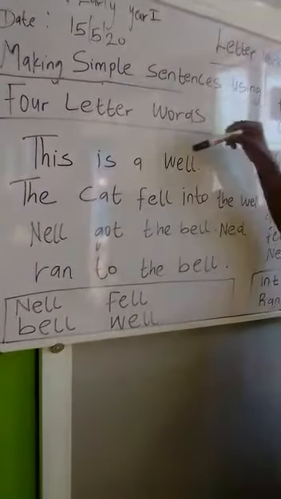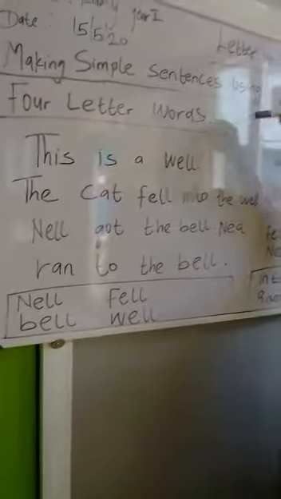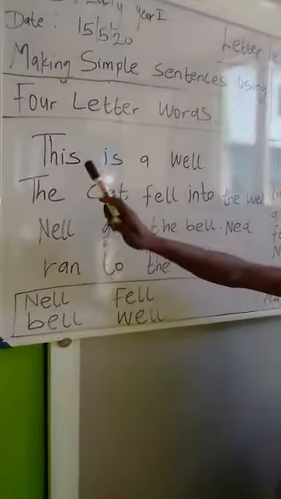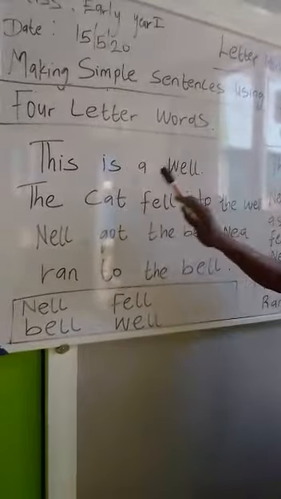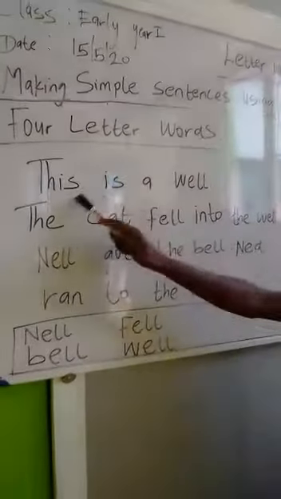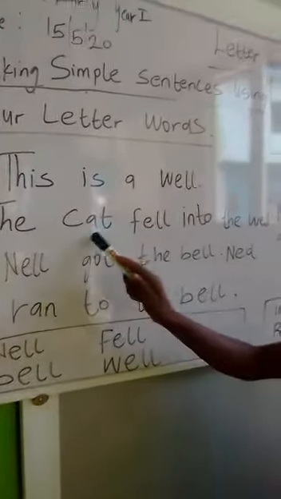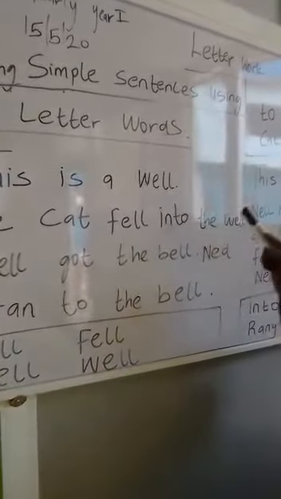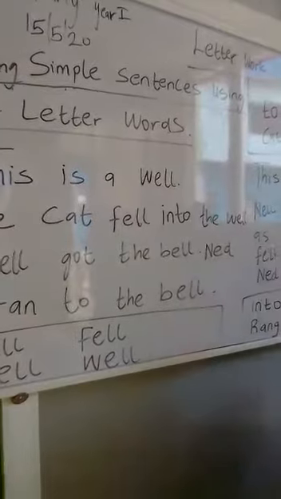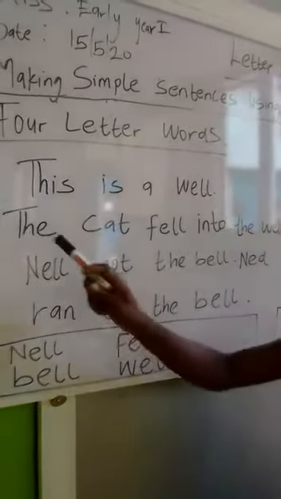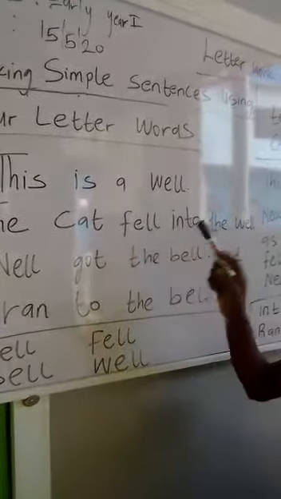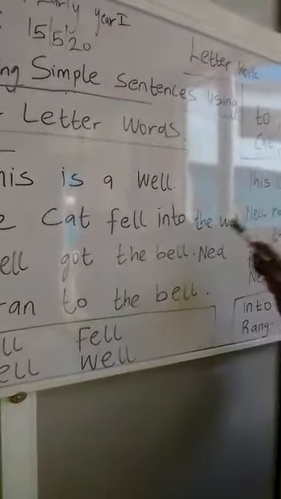This, TH is pronounced as this. This is a well. Spell well. W-E-L-L, well. Read again: this is a well. Good. This is a well. The cat fell into the well. I take it again. The cat fell into the well.